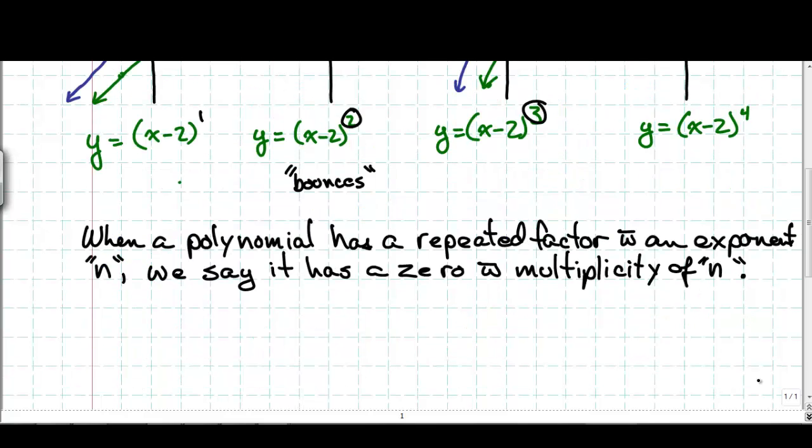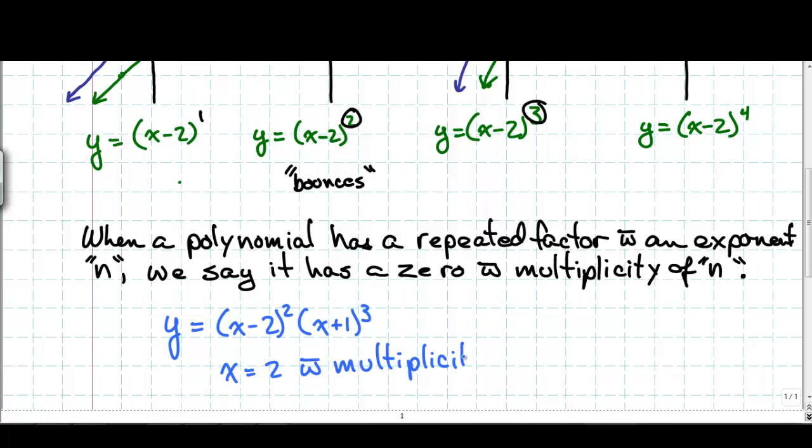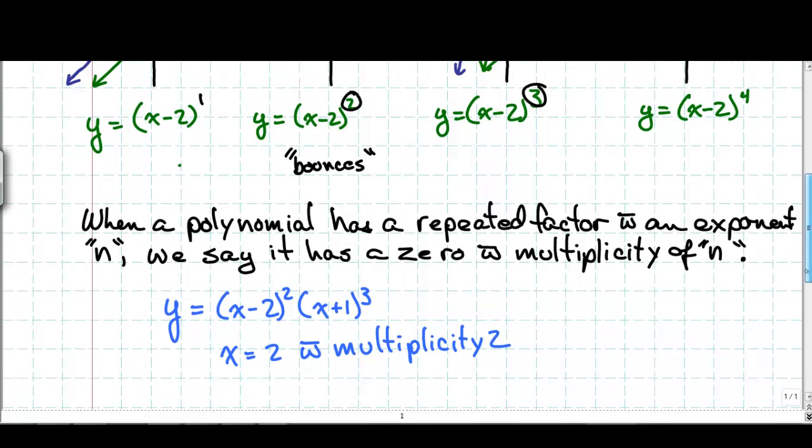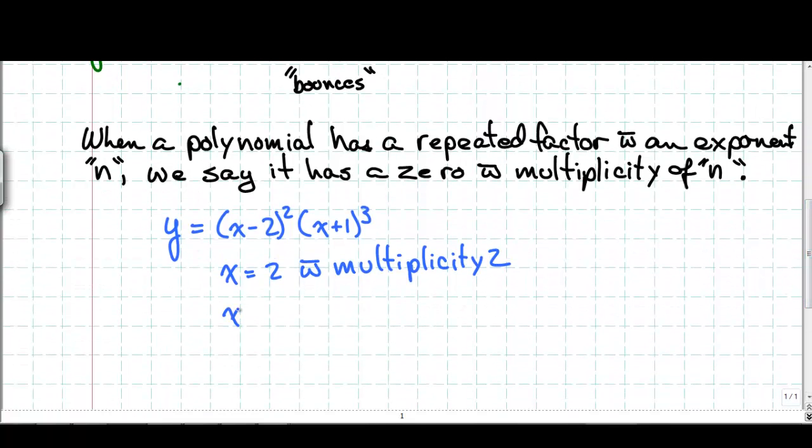So when a polynomial has a repeated factor with an exponent n, we say it has a 0 with a multiplicity of n. So for example, if I had y is equal to (x minus 2) squared times (x plus 1) cubed, we'd say that we've got a zero at x equals 2 with multiplicity of 2 and a 0 at x equals negative 1 with multiplicity of 3.